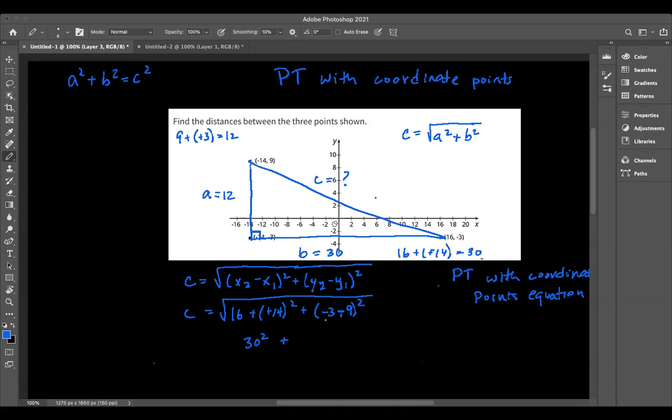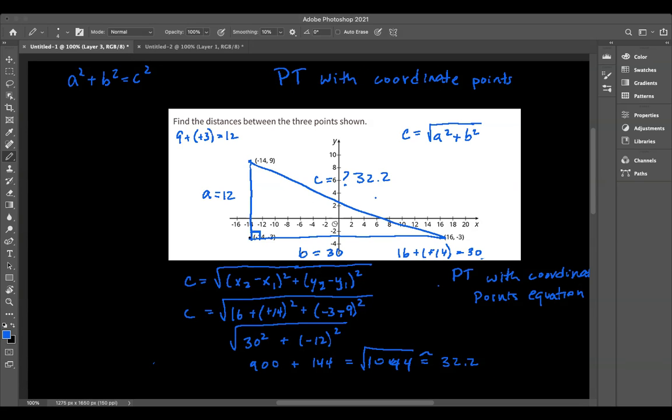So this would be 12. Okay, so negative 12 squared. Okay, and then put it over a square root. Then we got 900 plus 144. Okay, and that gives us 1044. And then we square root that. So if we do that approximate value out, that would give us 32.2. Okay, and so that would be the value of C.